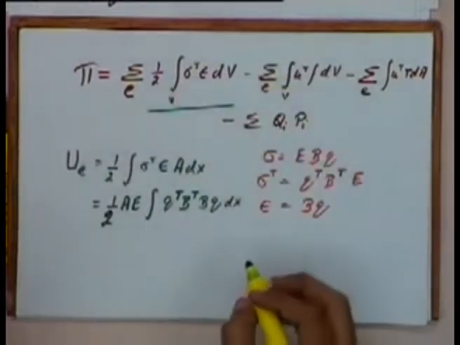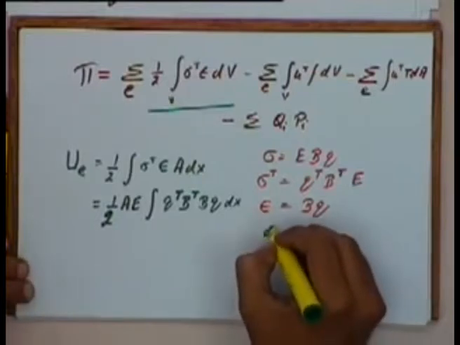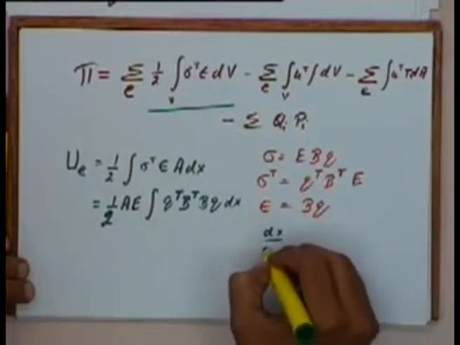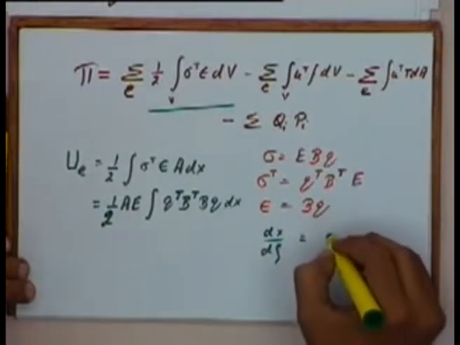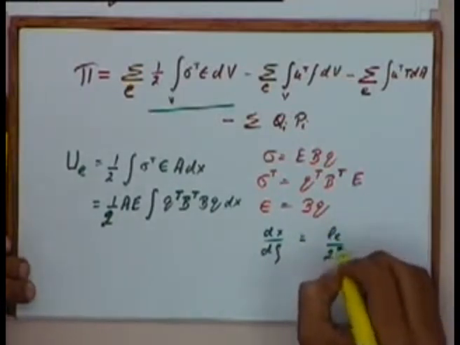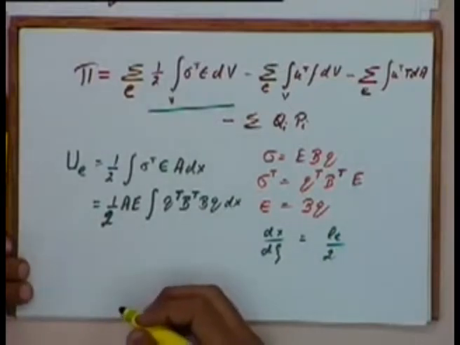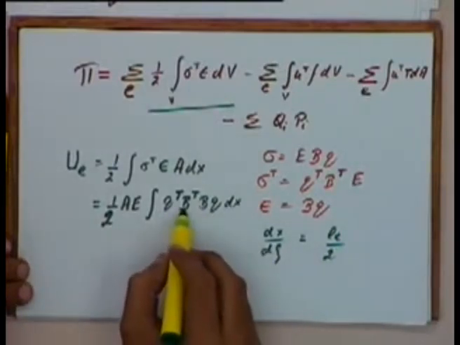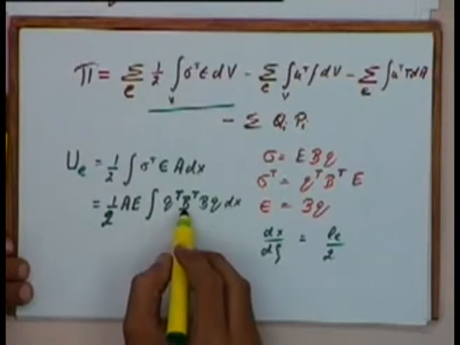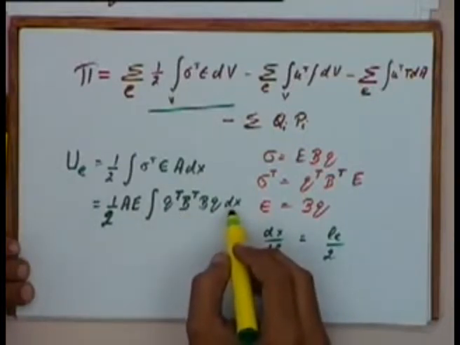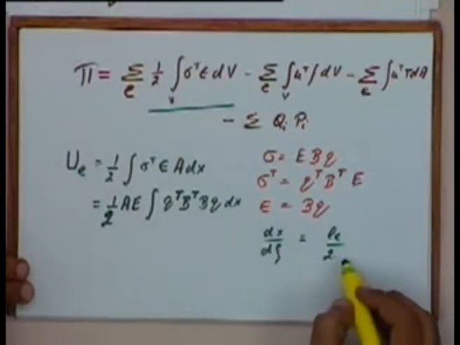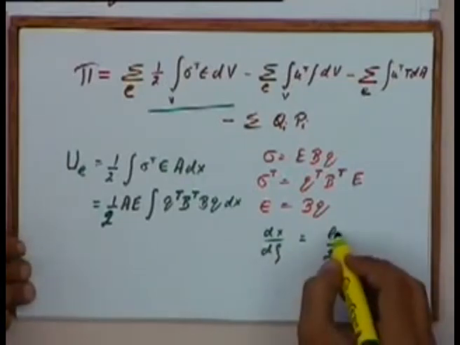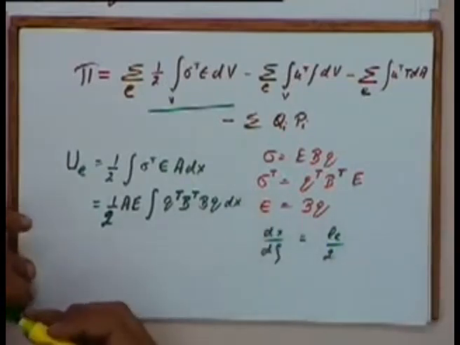Okay, and earlier we also used the fact that dx by d zeta is equal to LE by 2, because my B matrix is in terms of zeta. So, I prefer to do the integration with respect to zeta rather than with respect to x, and I can convert by using this relationship. So, dx is equal to d zeta into LE by 2, and I can put that over here.